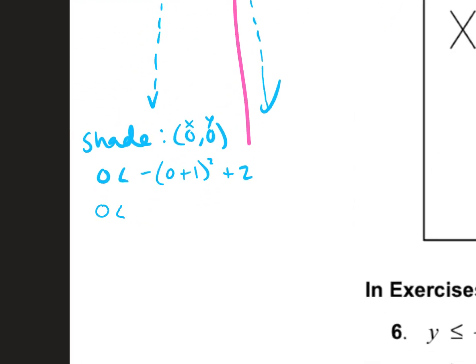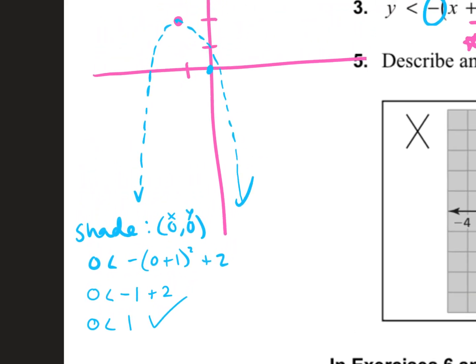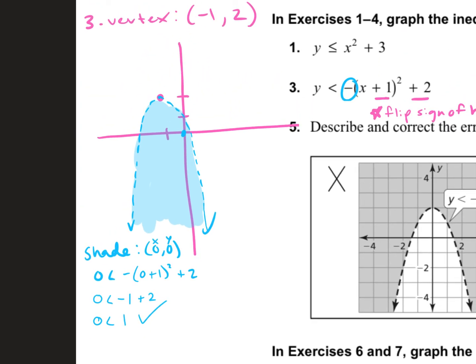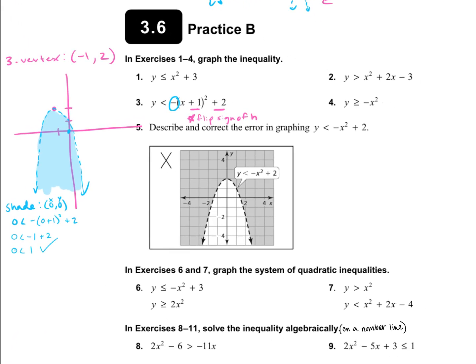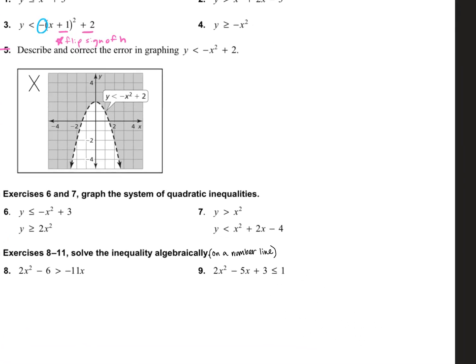So 0 is less than, this would be 1 squared, which is 1, times the negative on the outside, so negative 1 plus 2. So 0 is less than 1. Is this true? Yes. So since this is true, where am I going to shade? Inside. So that is my graph. So we didn't have to put another. All right, let's look at number 7.